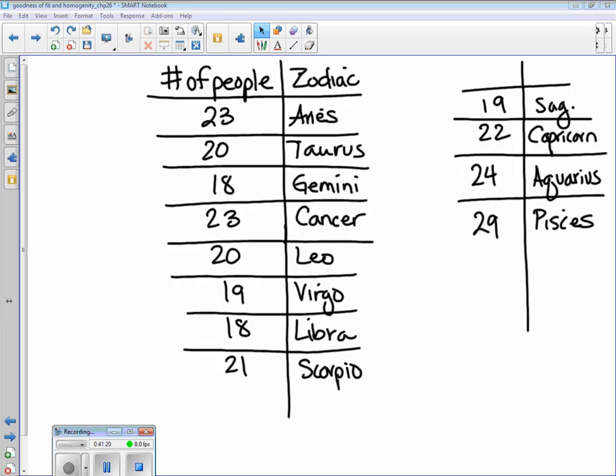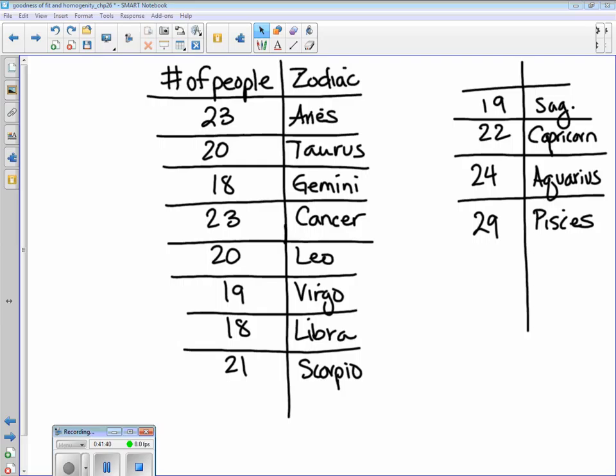Sweet. All right. So I have my data. First of all, someone tell me why I can use a chi-square goodness of fit test here. What kind of data do I have? I have qualitative or categorical data. What's the variable?